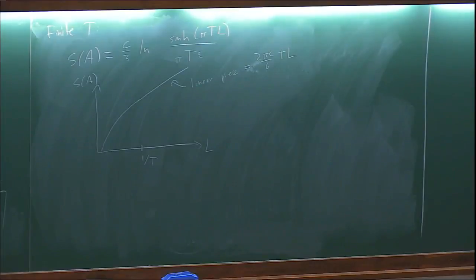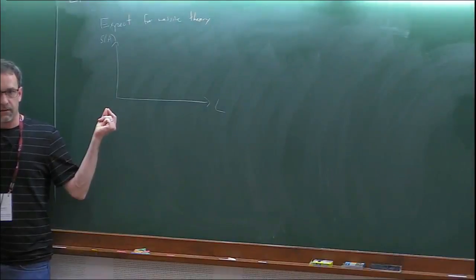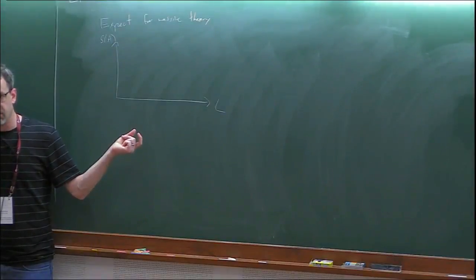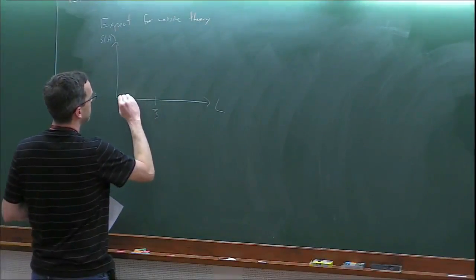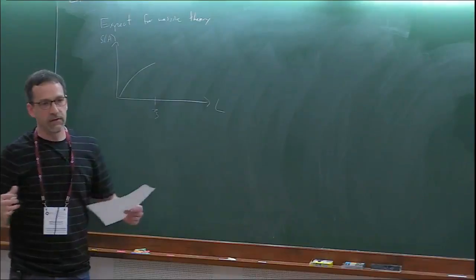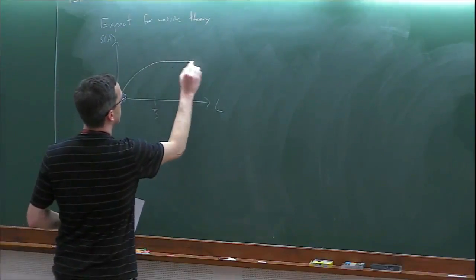And what you get, well, this is what you expect for a massive theory. When L is much smaller than the correlation length, it should look like a CFT, so you should get this logarithmic thing. Here's my correlation length, and you should get the logarithmic behavior. And then when L is much larger than the correlation length, it should just saturate. It should just flatten out.